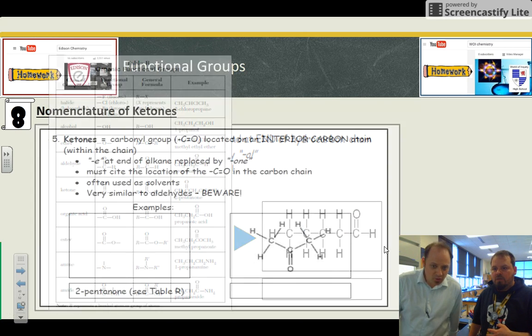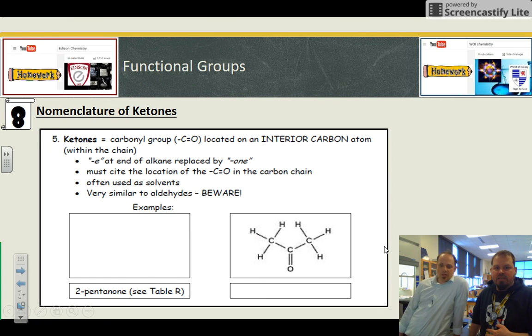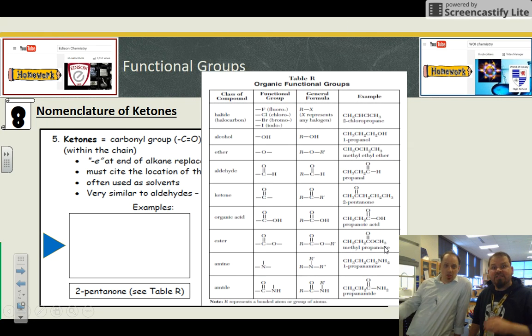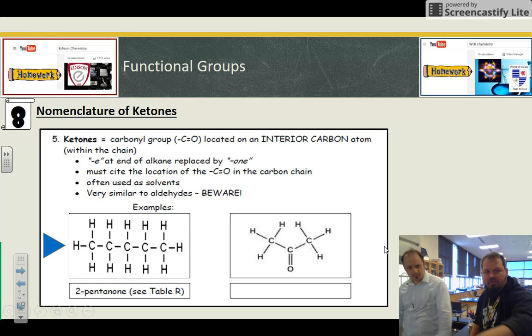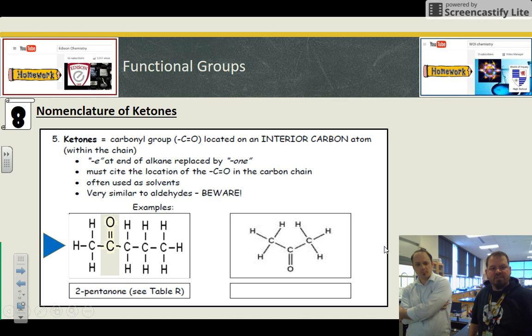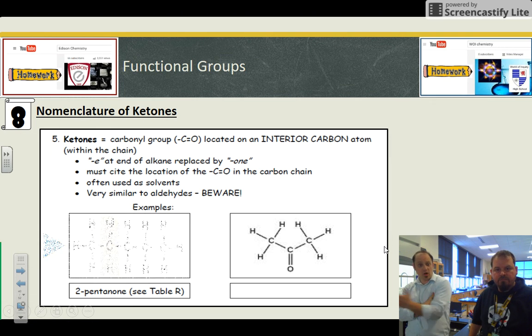I don't think we have enough time to get through ketones, but let's give it a shot. We can get through ketones. The carbonyl group, instead of at the end of the chain, is going to be in the middle of the chain. The number is going to tell us what carbon it's hanging off of. The -one, using the table, tells me there's a double bond on the second carbon: 2-pentanone, and the longest chain is 5 carbons.